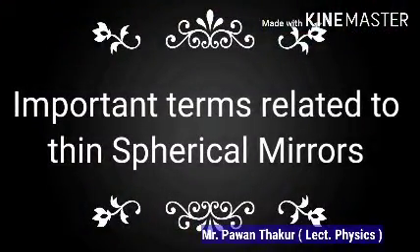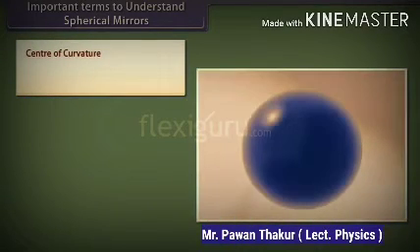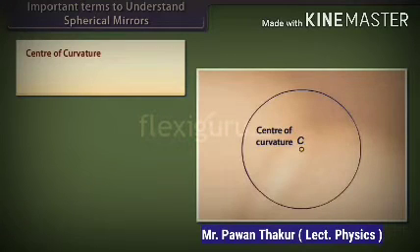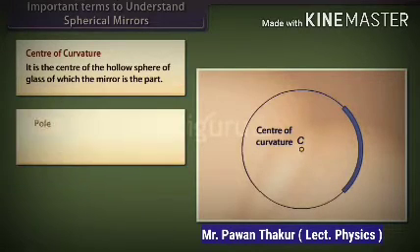Today we are starting with the next topic, important terms related to thin spherical mirrors. What are the important terms which are related to the thin spherical mirror? Today we will discuss this topic. First term, we are starting with the center of curvature. The center of the sphere of which the spherical mirror forms a part is called the center of curvature. It is denoted by capital C.